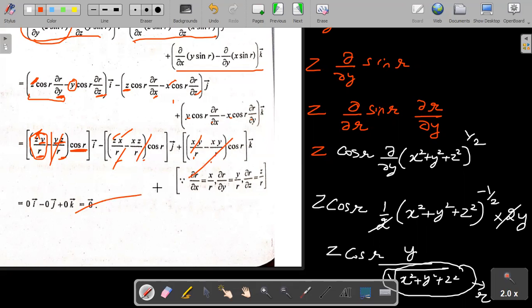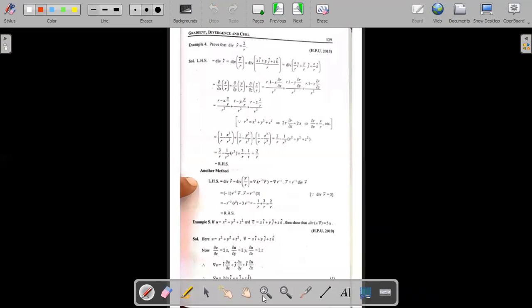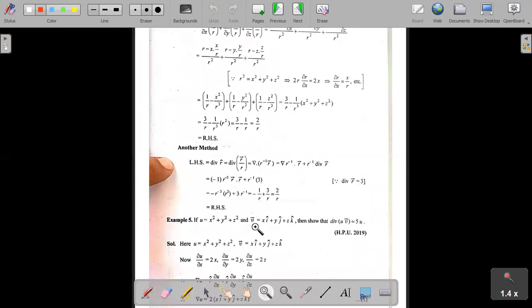Is it clear, beta? Yes, ma'am. Right? So we have to decide intelligently with the help of symmetry.